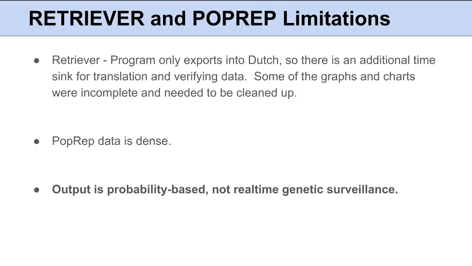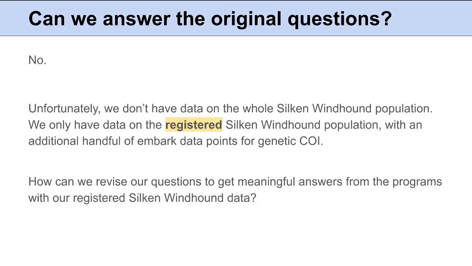A very, very important thing to remember is that the output I am presenting today is all probability based. It's mathematics. It's not a substitute for real-time genetic surveillance. So after all of this, can we answer those questions I asked at the beginning? And the answer is no.